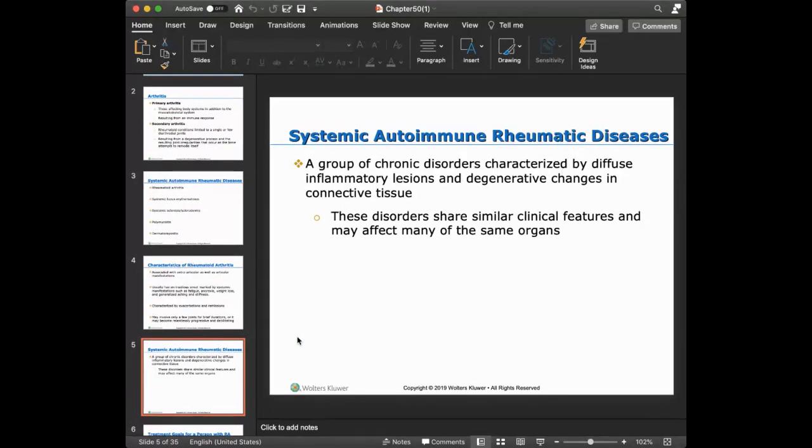Systemic autoimmune rheumatic diseases are chronic disorders that lead to inflammation throughout the body, or lesions and inflammation and degeneration of the connective tissue that we have in our joints throughout our body. So they're going to have similar clinical manifestations amongst them all. They're all going to present similarly, but when you do the testing, it'll tell you which disease you're actually dealing with.